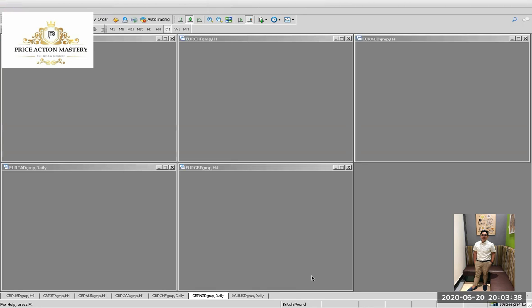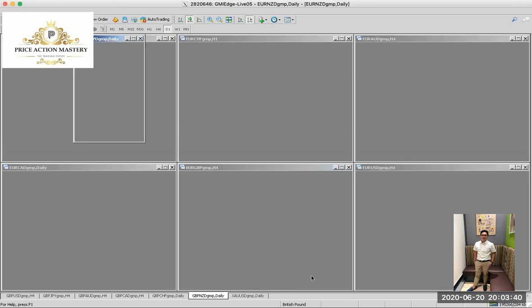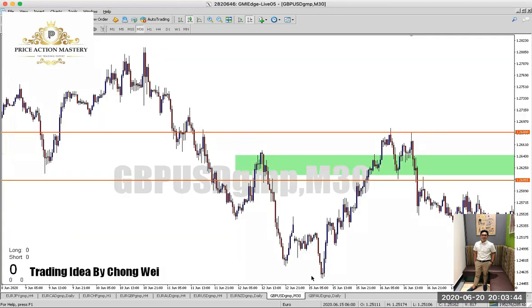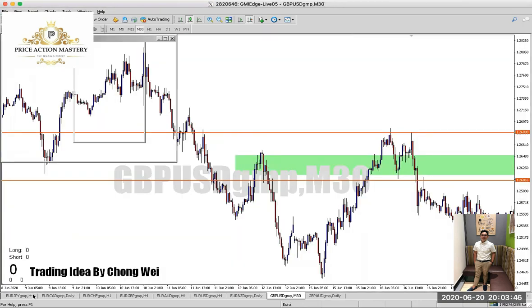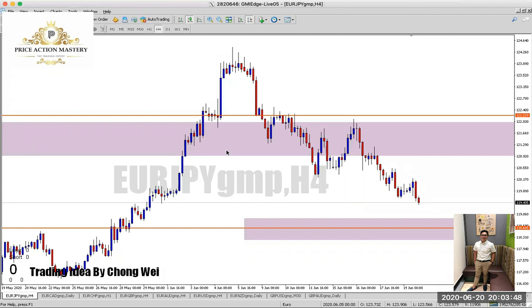And then the next will be the Euro pair. Okay, so let's get started. Basically the Euro pair, we can see the market keeps on creating new lows by the critical point.